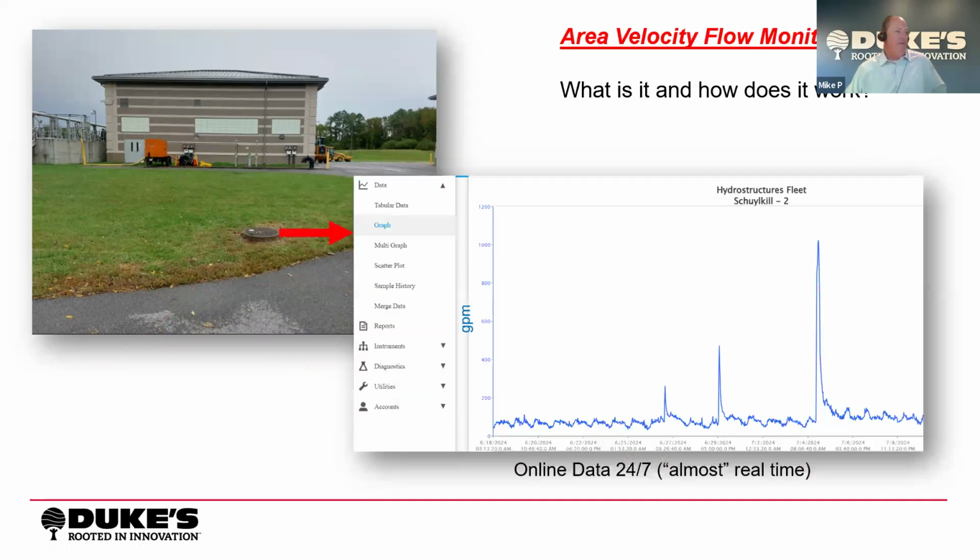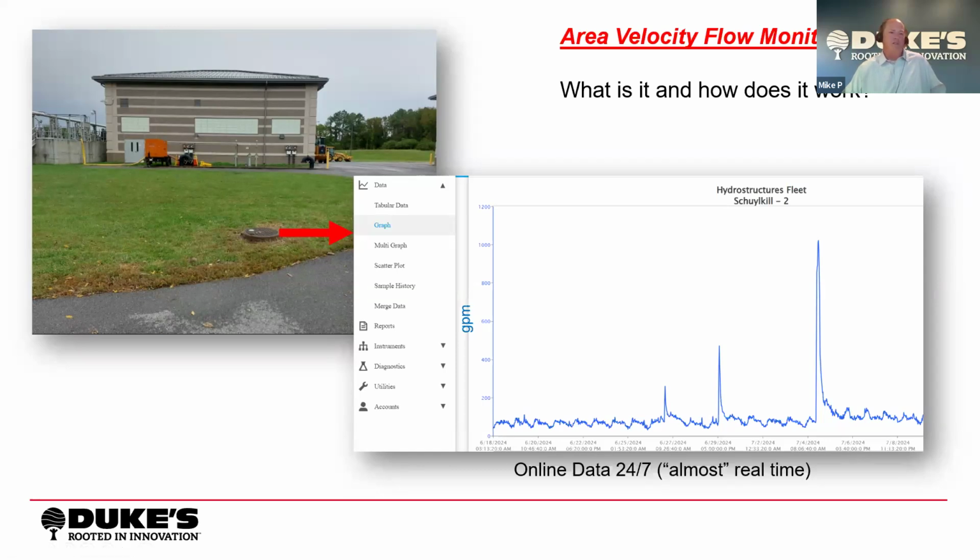So from there, the data gets generated and pushed. As I mentioned, it's almost real time. So it's online data 24/7. The update frequency is part of the programming, so there are other variables that play into that. Generally speaking, at Dukes, we program these to push data every 3 or 6 hours just to conserve batteries, but it can be programmed to push every 10 minutes.